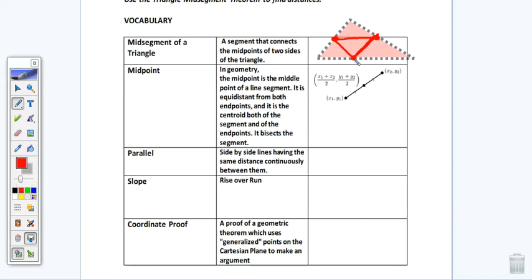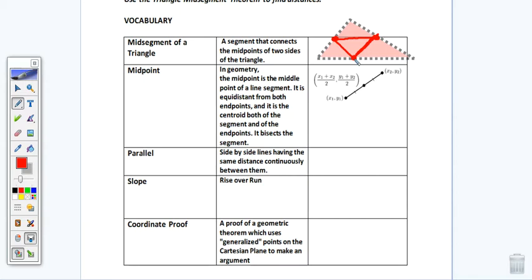The formula's over here. You've seen a visual of it before, so I'm not going to waste your time, but quickly I'll read through it. In geometry, the midpoint is the what? The middle point of a segment. It is equidistant from both endpoints. It also does what? Lot there.